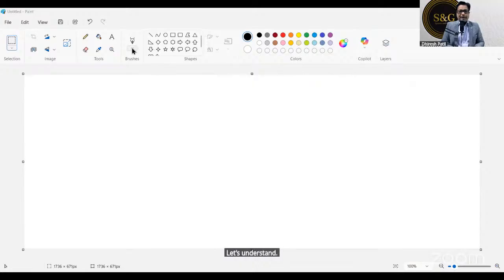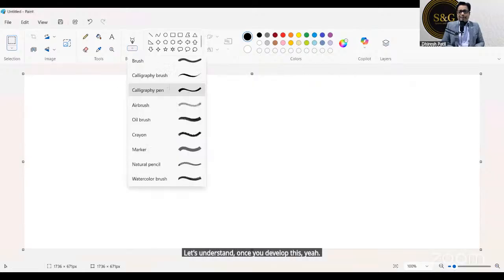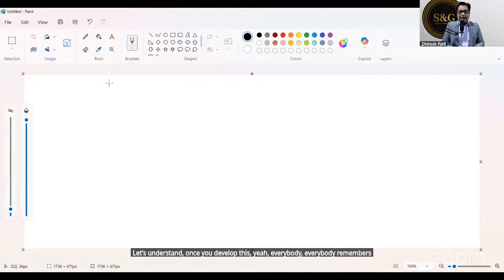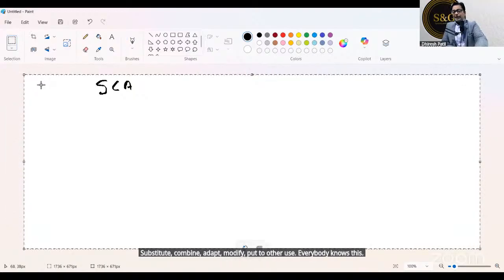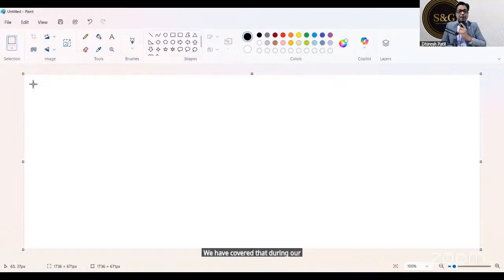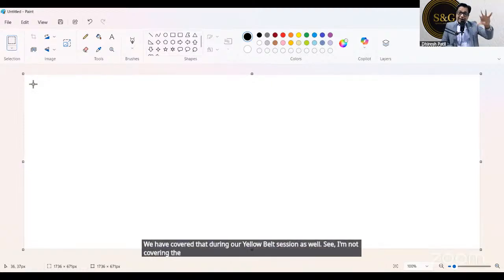Once you develop this, everybody remembers CAMPER, right? Substitute, combine, adapt, modify, put to other use. Everybody knows this. We have covered that during our yellow belt session as well. See, I'm not covering the tools which have been covered in yellow belt, or which are very simple to understand. So I'm just covering the tools which are not there in the yellow belt, or are a little difficult to understand at the green belt level. Okay. Yes, everybody knows CAMPER.